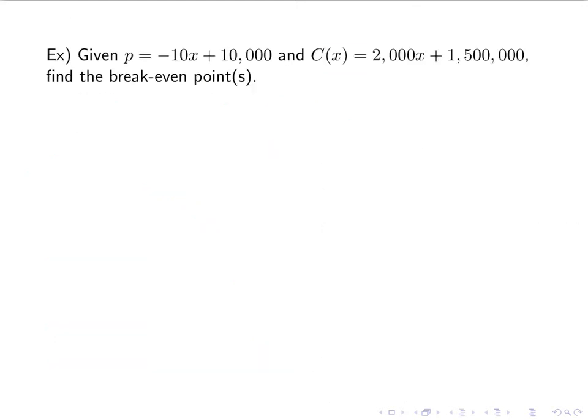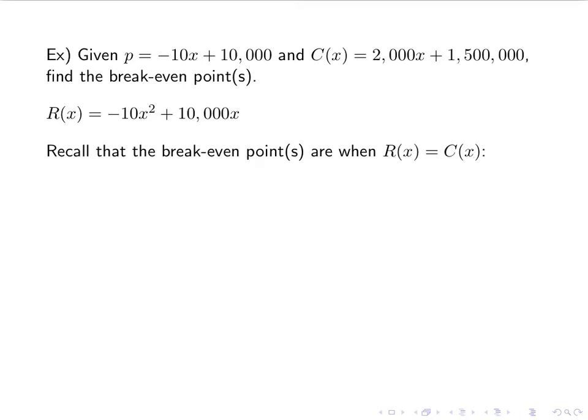Given p equals negative 10x plus 10,000 and c of x equals 2,000x plus 1.5 million, find the break-even points. So the first thing we have to do is find r of x, which again is just p times x, so negative 10x squared plus 10,000x. And then remember the break-even points are when r of x equals c of x. So I'll set them equal to each other.